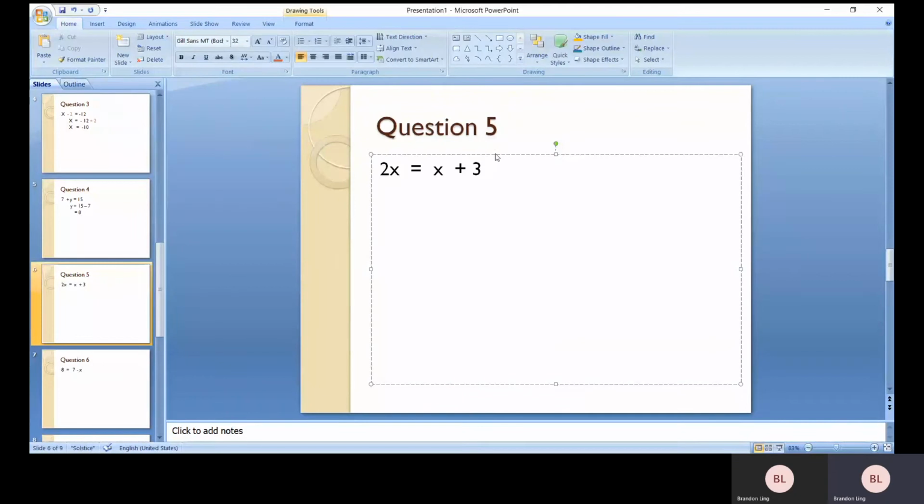Next, 2x equals x plus 3. For this, you need to move your x from your right side to your left side. So you get 2x minus x equals 3. Your final answer will be x equals 3.